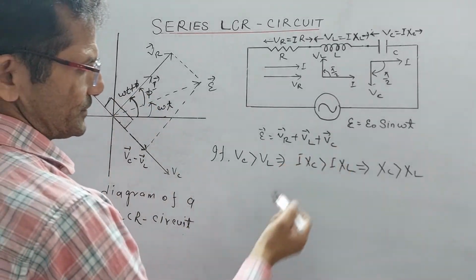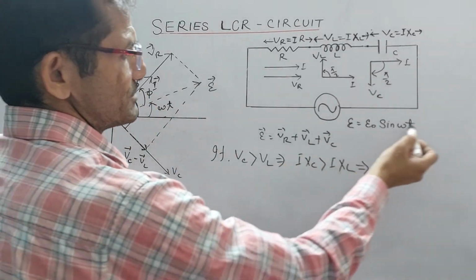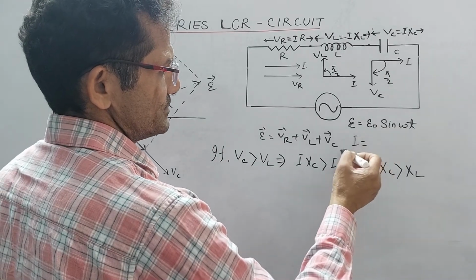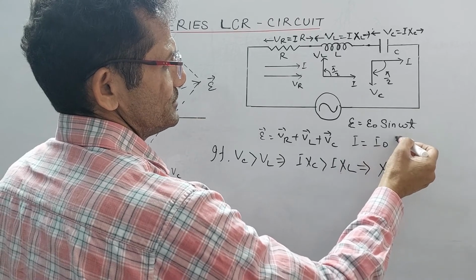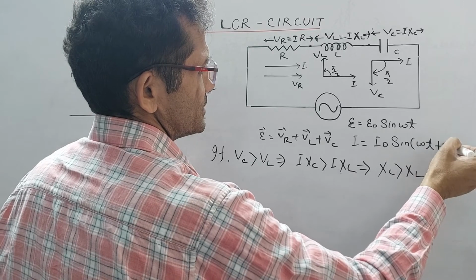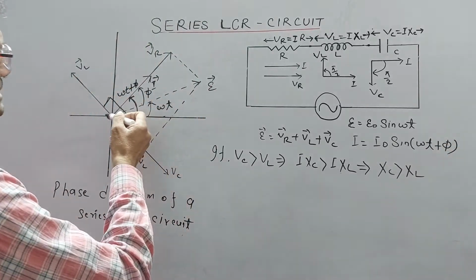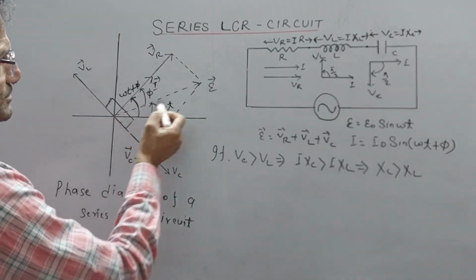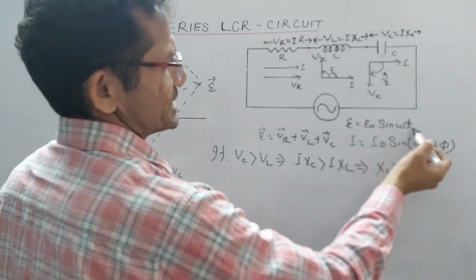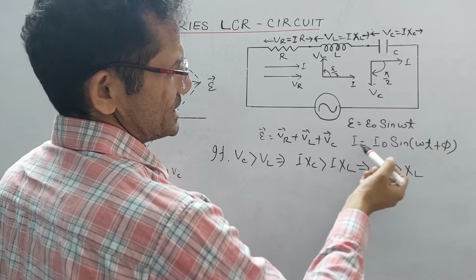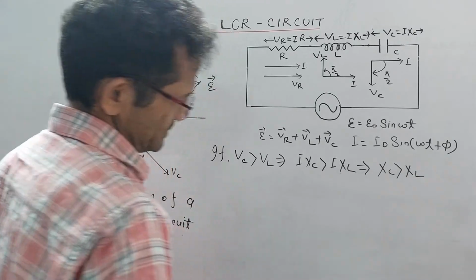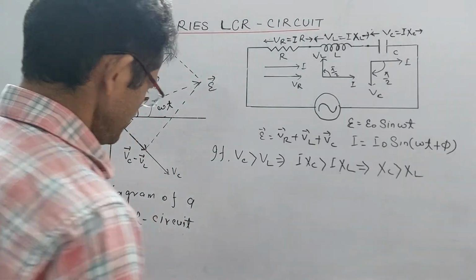Therefore, if your applied voltage is this one, your corresponding current becomes I naught sine of omega t plus phi. Because this current vector is ahead of the voltage vector by an angle of phi, the phase angle of the applied voltage is omega t, and the phase angle of the current vector becomes omega t plus phi. Now let us see how to find the impedance.